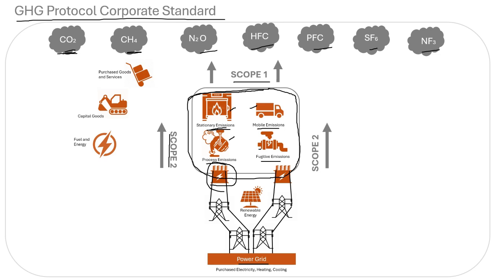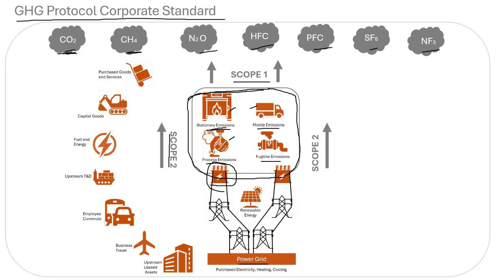Because during the transmission of electricity will have certain greenhouse gas emissions. The transport operations, the trucks or the ships or the airplanes bringing in material will have certain emissions. The commuting of employees from their homes to their workplace will have some emissions. Similarly, the employees of the company traveling on business purposes also are associated with some emissions. Upstream leased assets will have some emissions.